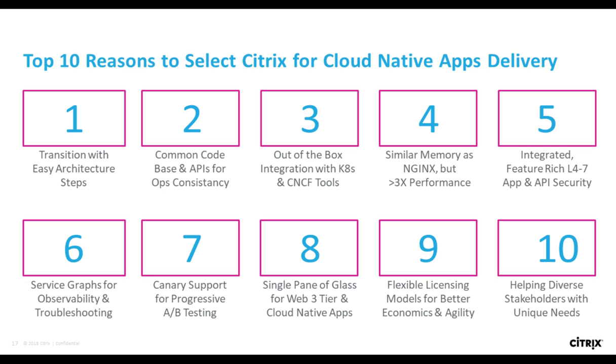And finally, the top 10 reasons why customers select Citrix for cloud-native app delivery. Number 1, it simplifies the transition with an easy architecture. They can choose a 2-tiered architecture, or a unified architecture, or a service mesh-like architecture. We give them this architecture flexibility so they can transition from 3-tiered to cloud native.